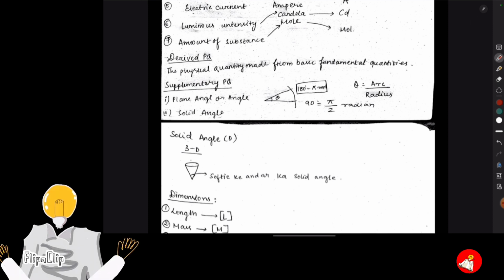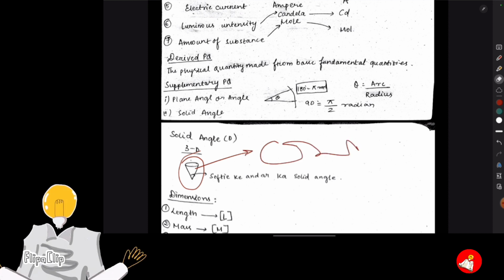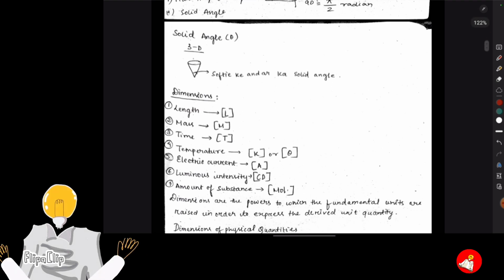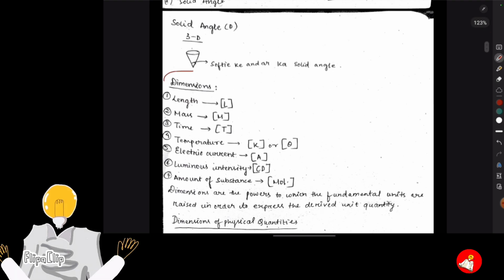is 3D. A cone of an ice cream is a representation of a solid angle. So the angle which is formed by the cone at this point will be a solid angle or a 3D angle. Now we come to dimensions.